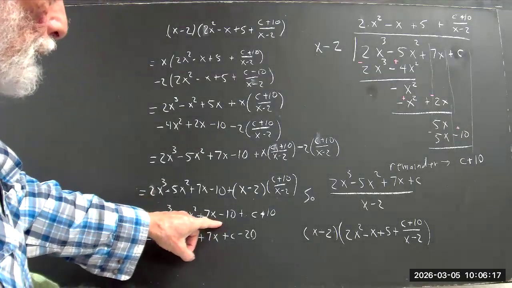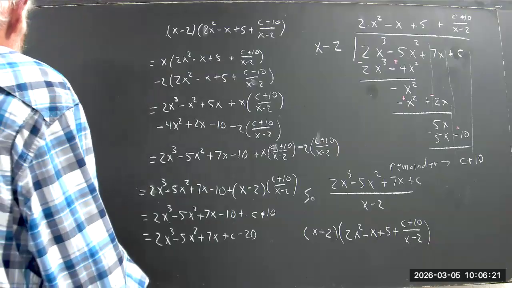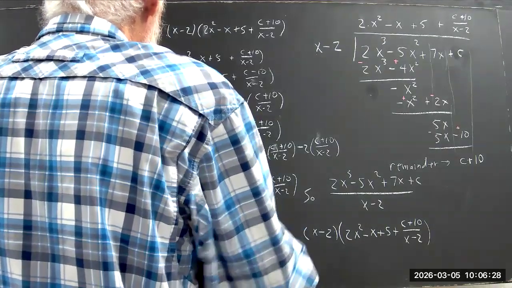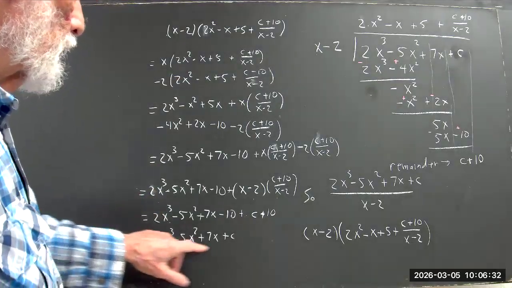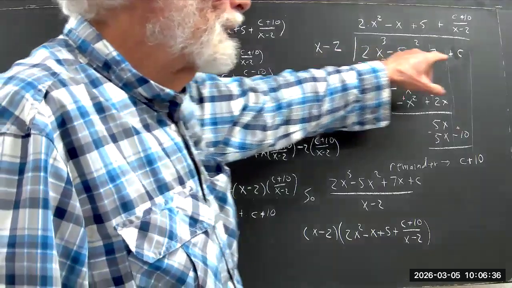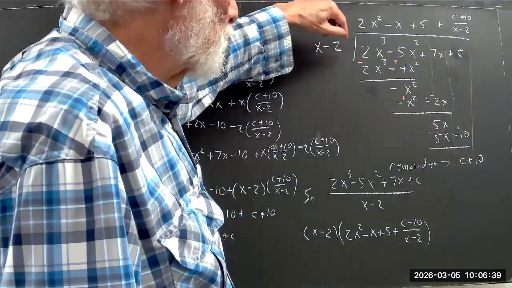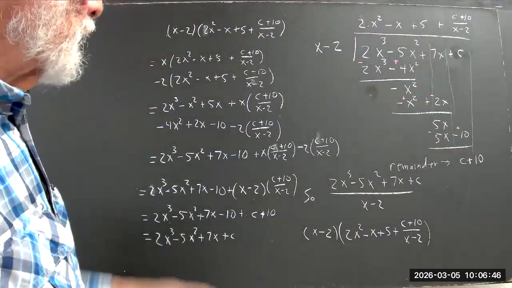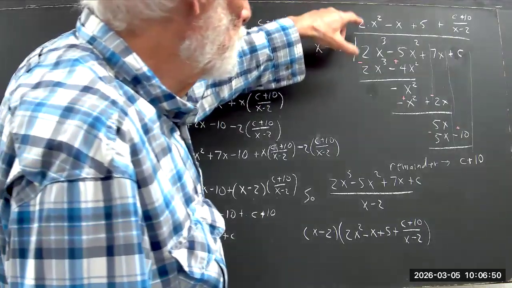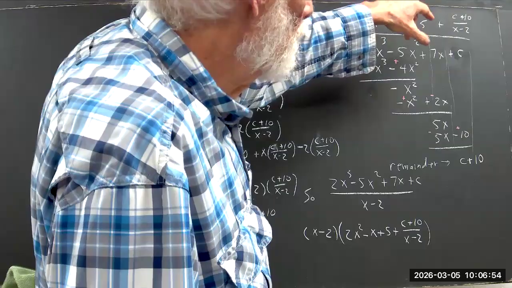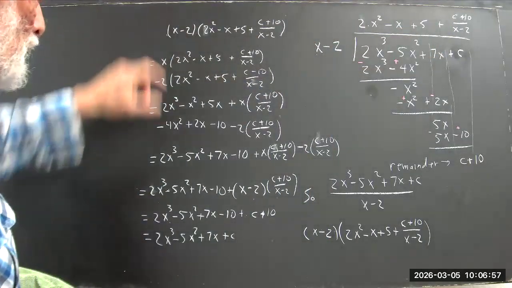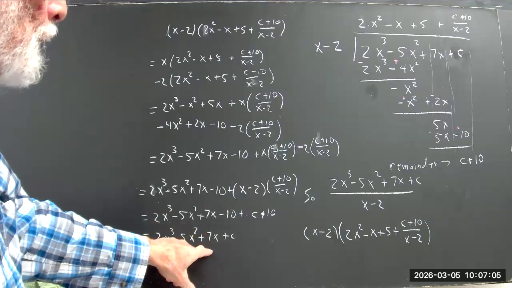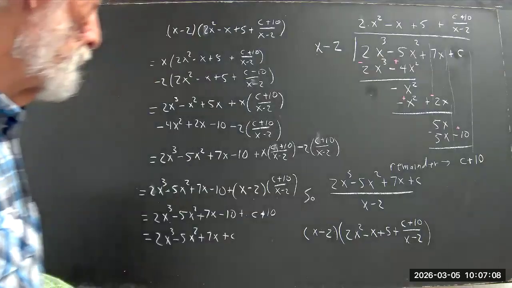And now we see that the minus 10 and the plus 10 give us 0. We no longer have a minus 20. And now our product is the same as the dividend. Okay. We're dividing x minus 2 into 2x cubed minus 5x squared plus 7x plus c. And now we've shown that the divisor x minus 2 times the quotient 2x squared minus x plus 5 plus c plus 10 over x minus 2 does give us the dividend, 2x cubed minus 5x squared plus 7x plus c, perfectly matching what we have under the division sign.